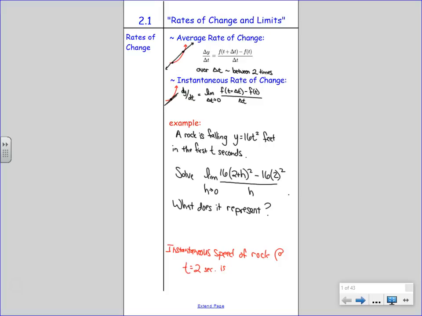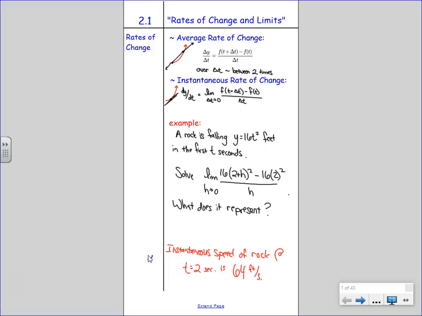What is it? 64. And how do you do that without having to FOIL or combine or simplify or cancel out the h's, or plug in? See that it's really just a derivative, right? Derivative of what? y equals 16t squared.